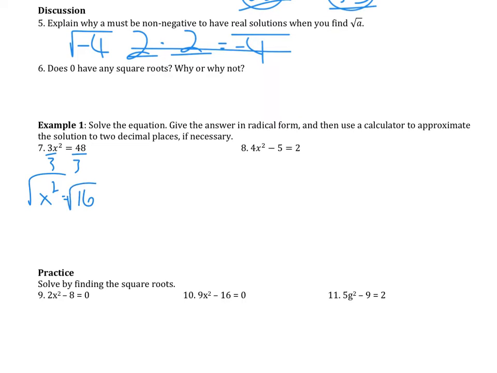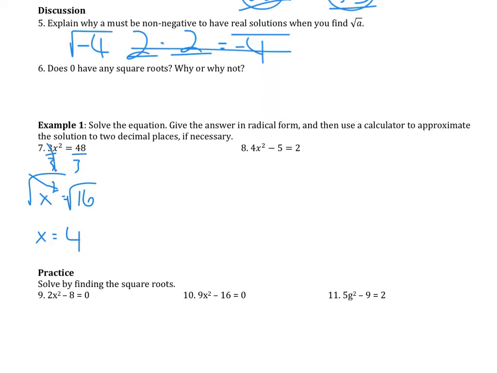I take the square root. And so x square root, those cancel. That's why we do the square root. It's the inverse operation, just like we divided by 3 up here to cancel those out. Square root and squared are inverse operations, so that gives me x. And then over here, the square root of 16 is what most people will put is 4.